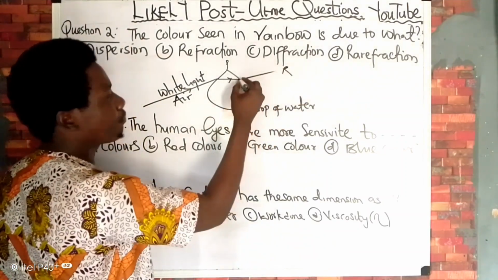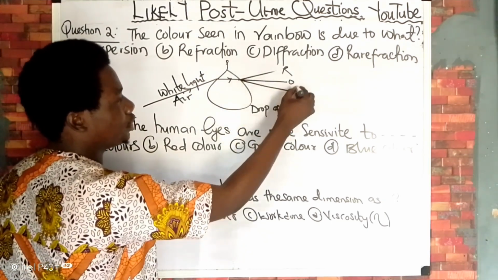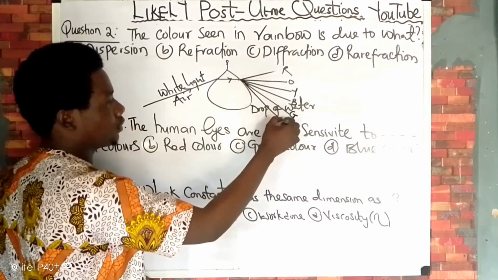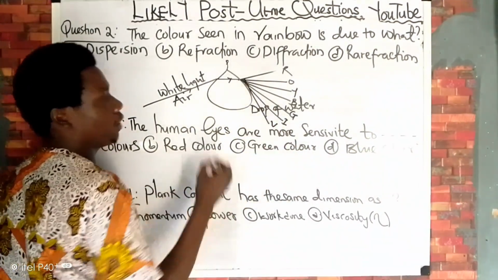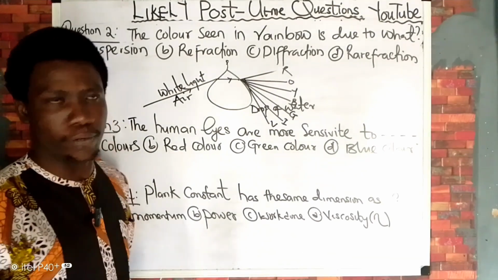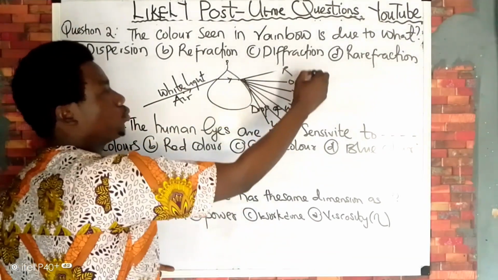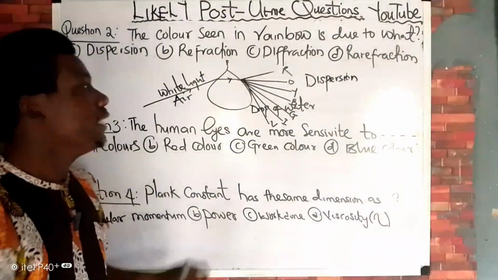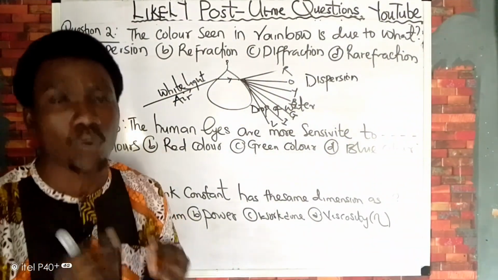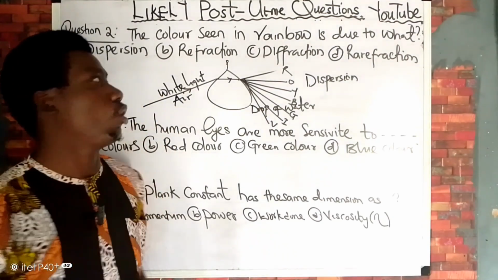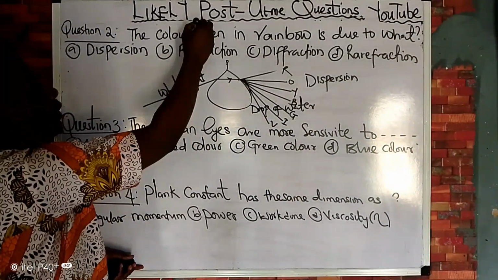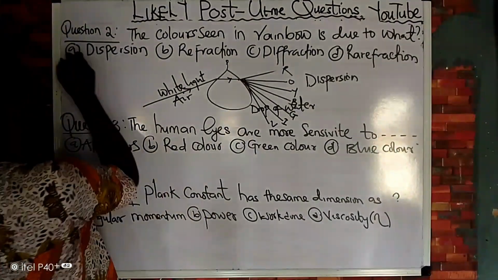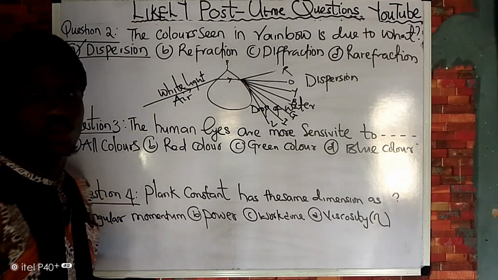You're going to get red, orange, yellow, green, blue, indigo, and violet. These are the 7 colors of rainbow. Now, this phenomenon is due to dispersion of white light. Yes, dispersion means the separation of white light into its component colors. So they said that the colors seen in rainbow is due to what? It is due to dispersion. So the answer is A.